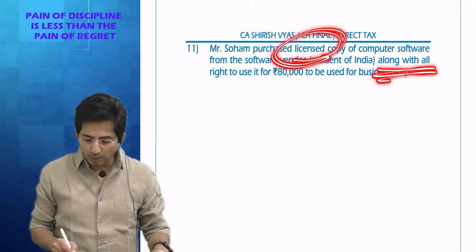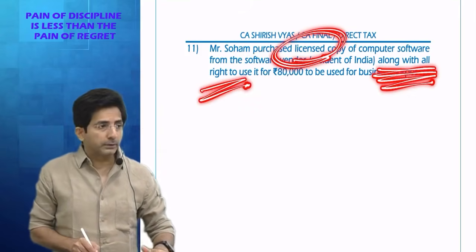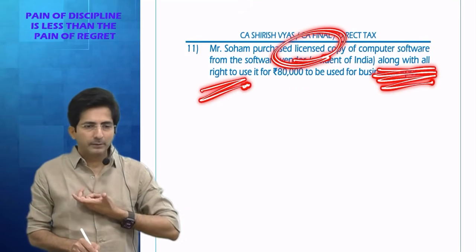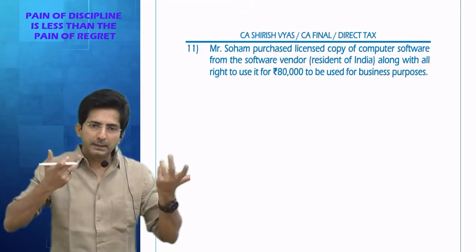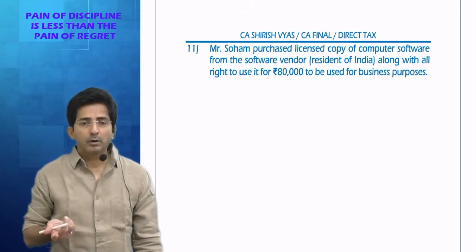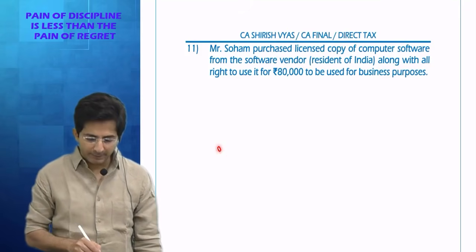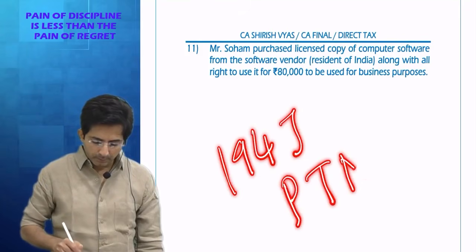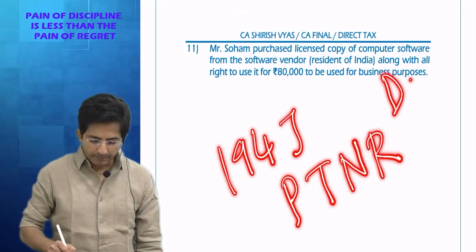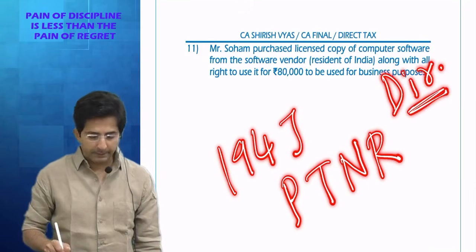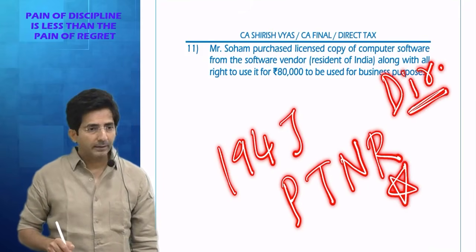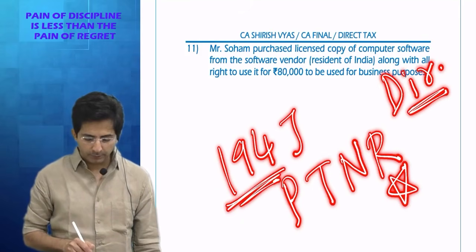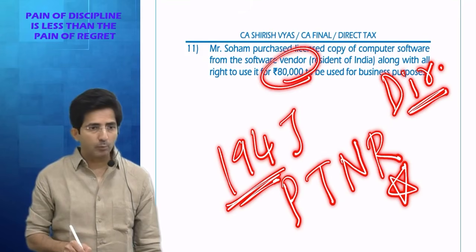And see, here it is written along with all rights to use it. So when the software developer gives us the right to use it, for that right, what we pay is in the nature of royalty. So royalty means 194J. So R for royalty, and for royalty TDS will come if it is more than 50,000, and here the amount is 80,000, more than 50,000.